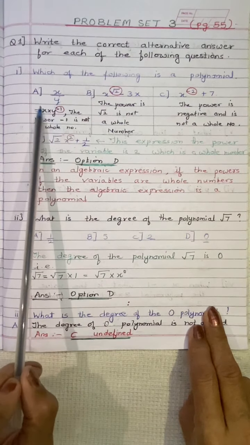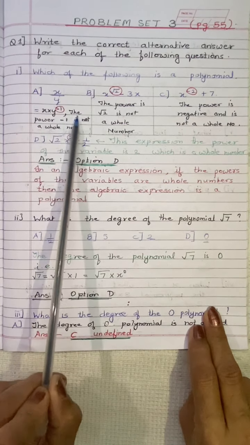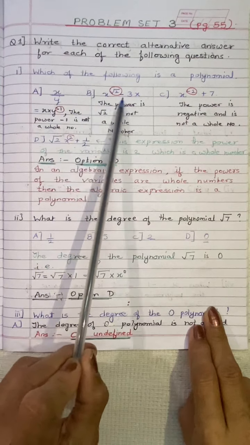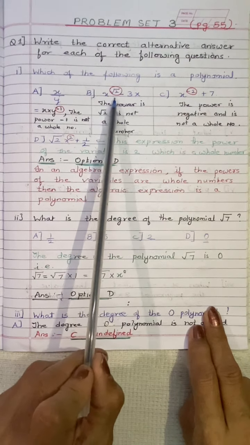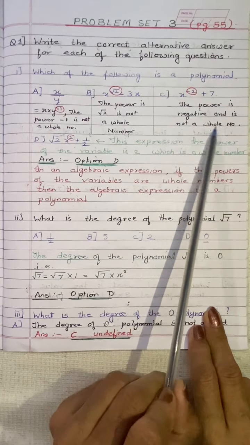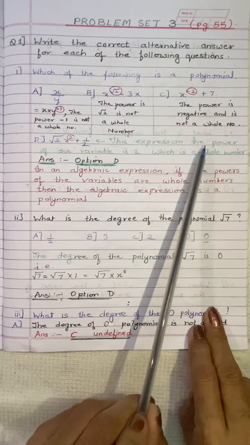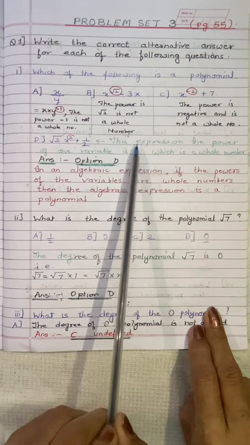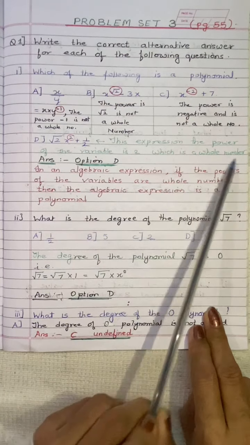Now if you look at this expression, we can write this as x into y raised to minus 2. The power is negative, it is not a whole number. Now the power should be a whole number, then only that expression will be called a polynomial. Here the power is root, not a whole number. Here the power is negative 2, so it is not a whole number. Here the power is 2. In this expression, the power of the variable is 2, which is a whole number.